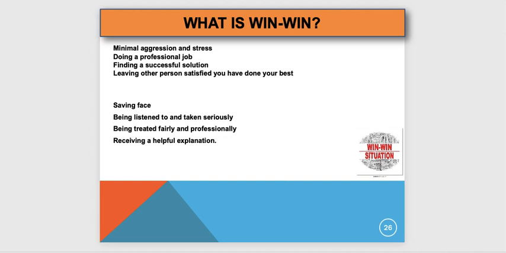Okay. So what is it? It's minimal aggression and stress. It's doing a professional job, finding a successful solution. That's why I'm looking at the TV. The other alternative is if there's no TVs, you can say, right, I'm going to give you 5 seconds to down it, as a bit of comical value. Again, you've got to gauge it. But I'm just looking at different scenarios and situations, and leaving the other person satisfied that you've done your best.